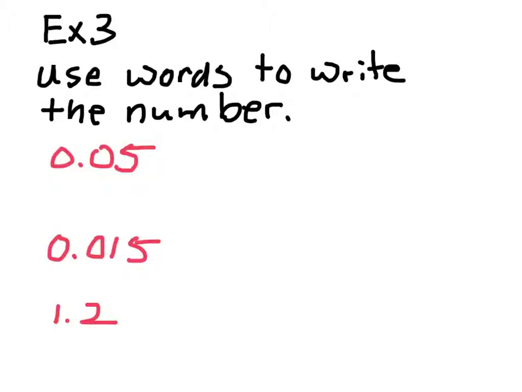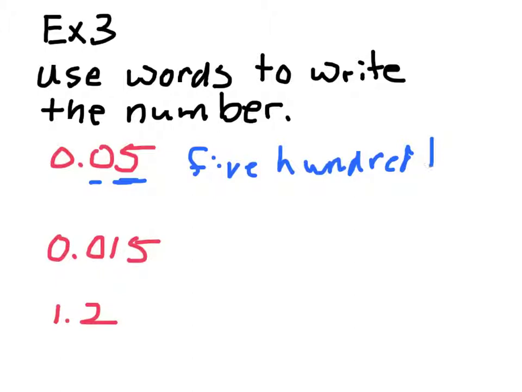All right, example 3, it says use words to write the number. Really, when we say words, they're asking us just to say the number. How would I say this number? Well, I look at the far right digit. The 5 is in the tenths, hundredths place. So this would be 5 hundredths.